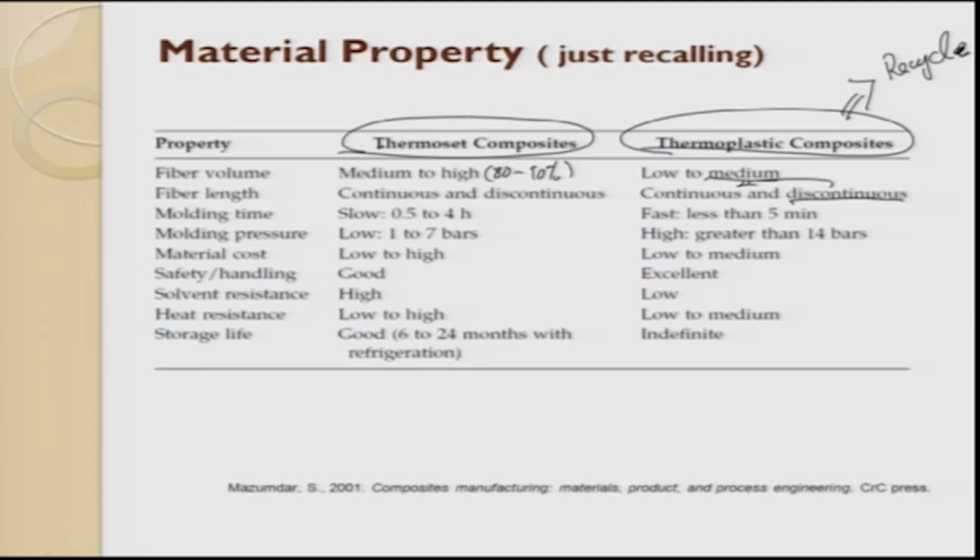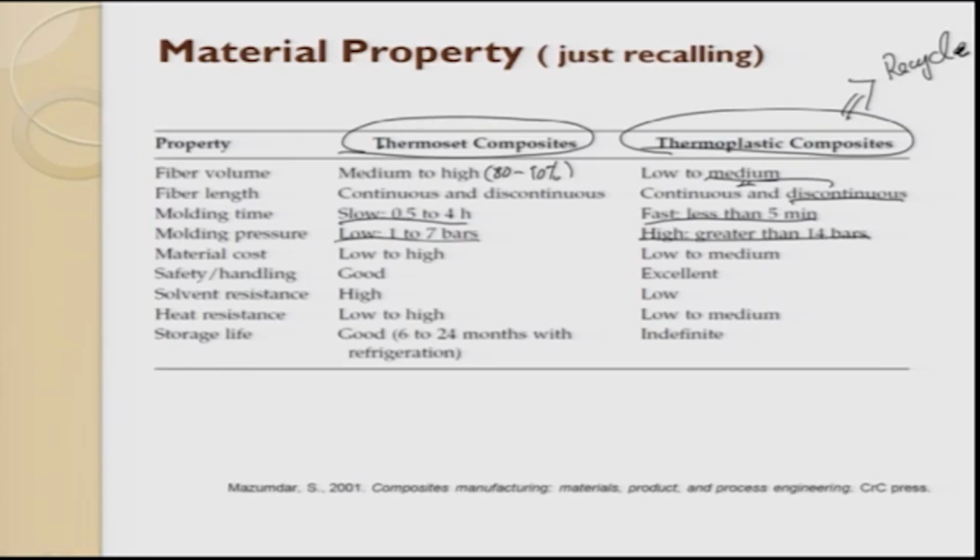The mold time in thermoset is somewhere close to 4 hours. But here you see it is less than 5 minutes. So if you are looking for mass production, then thermoplastic composites are very good. The pressures involved are 1 to 7 bar. We will see where this pressure is used in thermoset when we talk about manufacturing of composites. Here the pressures are very high.